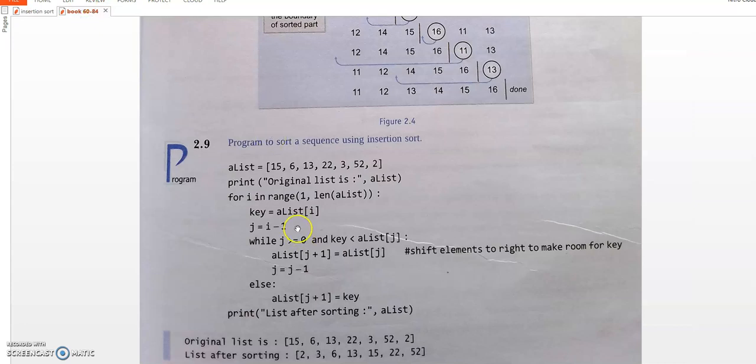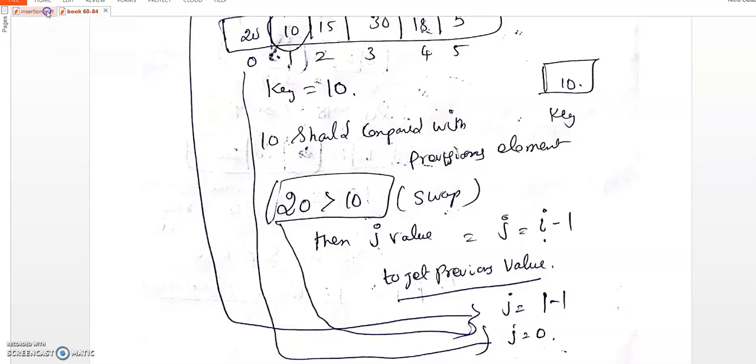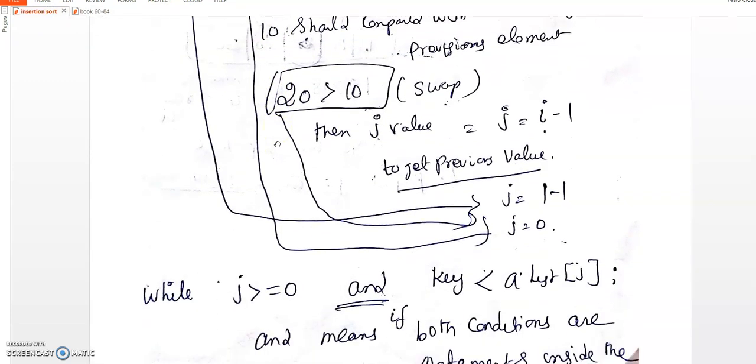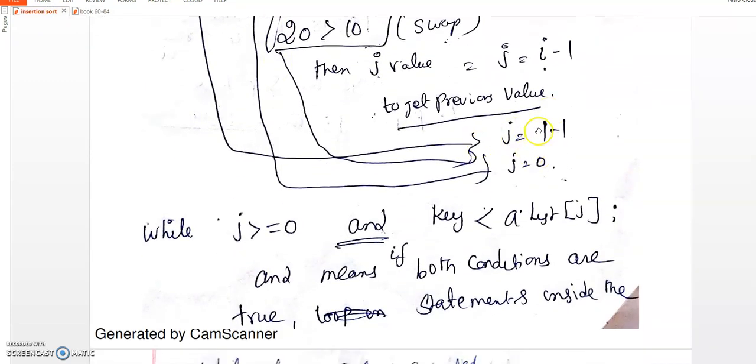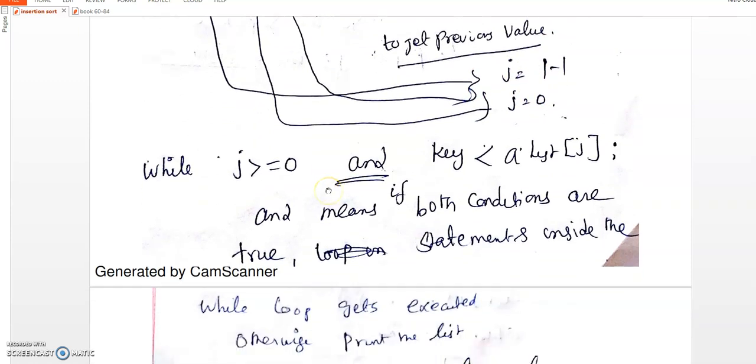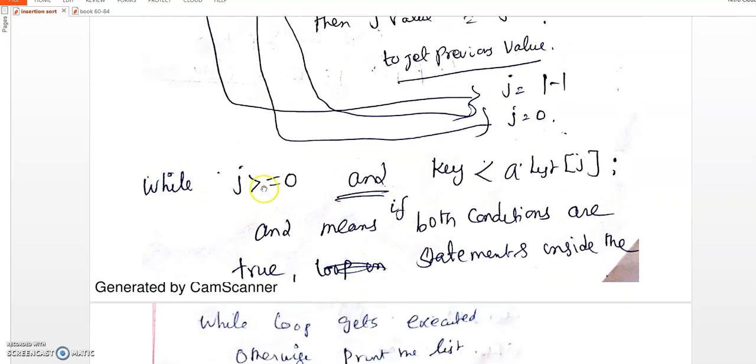If you want to compare with the previous value, what does i point to? 1. Okay, so i points to the first element and we need to compare with the previous element. What is the previous element? 0. So I am doing i minus 1 here, which is j equal to 1 minus 1, which is equal to 0, so that I can compare. So j equal to 0.